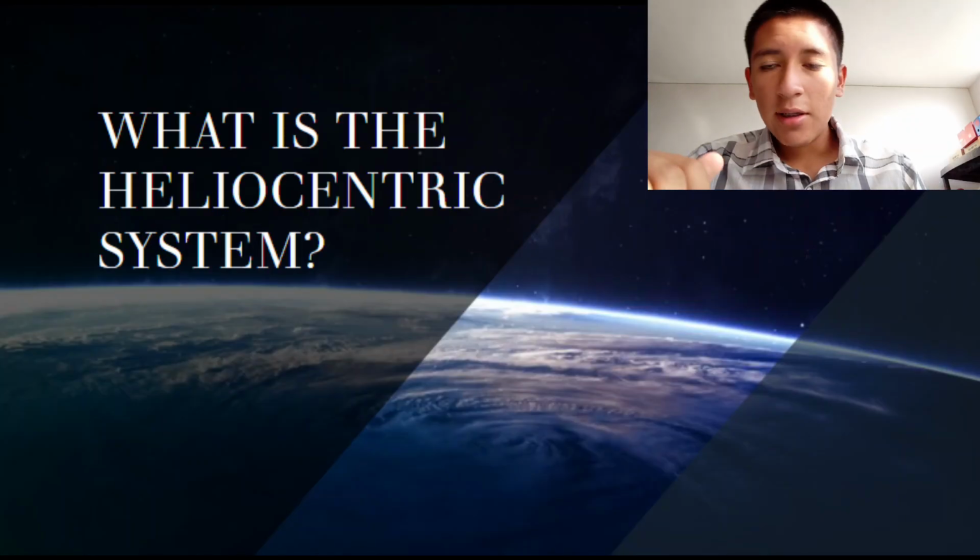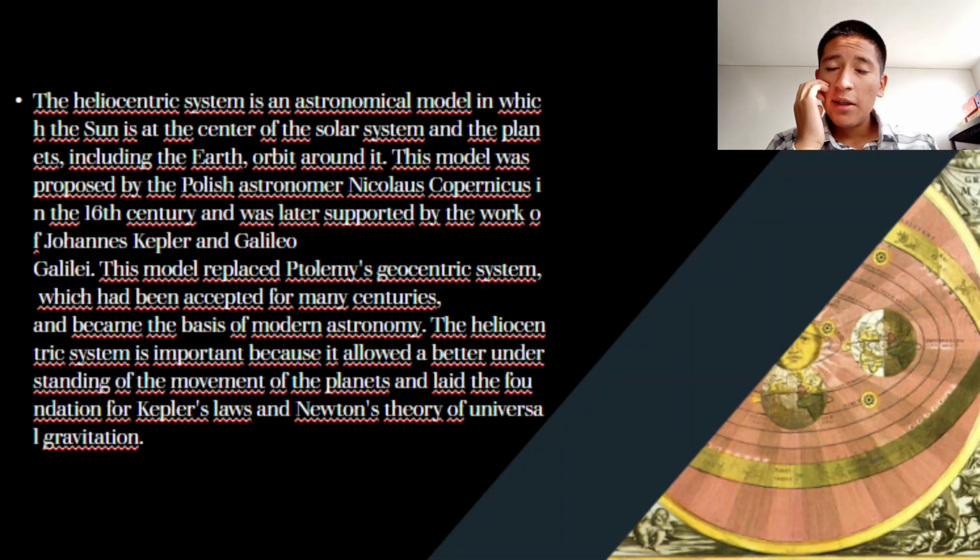The next point that I'm going to talk about is the heliocentric system. The heliocentric system is an astronomical model in which the Sun is the center of the solar system and the planets, including the Earth, orbit around it. This model was proposed by the Polish astronomer Nicolaus Copernicus in the 16th century and was later supported by the work of Johannes Kepler and Galileo Galilei. This model replaced Ptolemy's geocentric system, which had been accepted for many centuries, and became the basis of modern astronomy. The heliocentric system is important because it allowed a better understanding of the movement of the planets and laid the foundation for Kepler's laws and Newton's theory of universal gravitation.